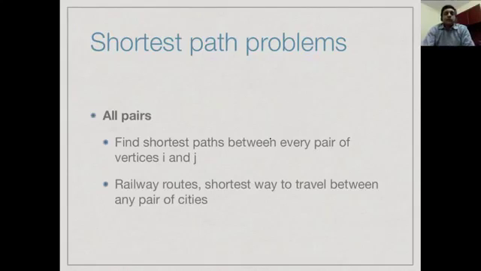So we have two different types of problems. One where we have the single source and we want the shortest path to every destination but only from that source, and another version where we want to find the shortest path between every pair of vertices.